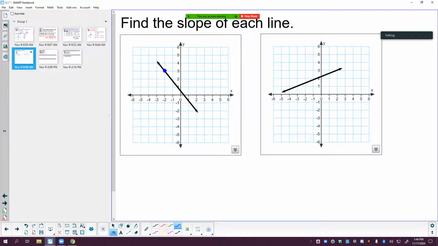There's one. Okay, I'm going to find where it crosses on my grid. Okay, there's another one down here I can use. Okay, looks like there's only 2 on this one. And then I'm going to find the slope of my line.